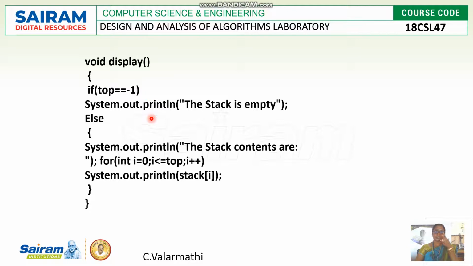So before going to display the elements, we need to check whether the stack is empty or not. Again, we are using the same condition: if top equal to -1, we can say that the stack is empty. We cannot display any more elements in the stack. If not, using the for loop statement, I can display the elements of the stack one by one, with the index position from 0 to top. Like that, we can display the elements one by one, right? I hope this concept is understandable.